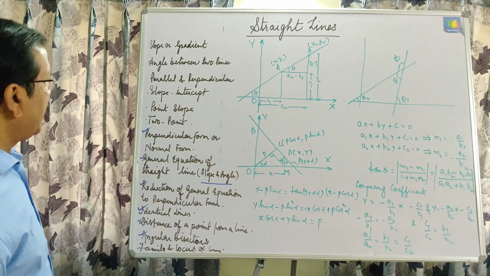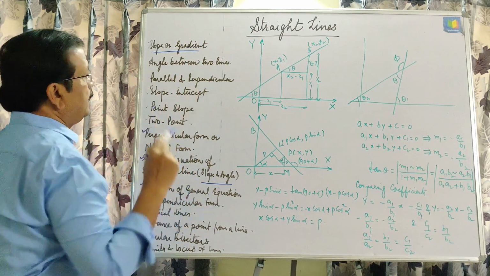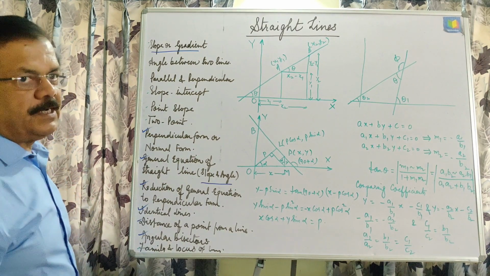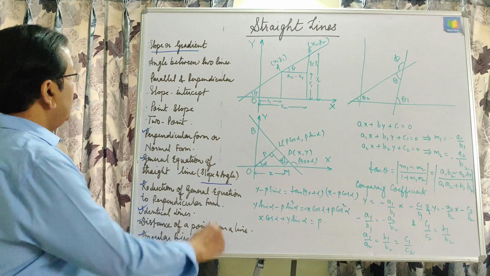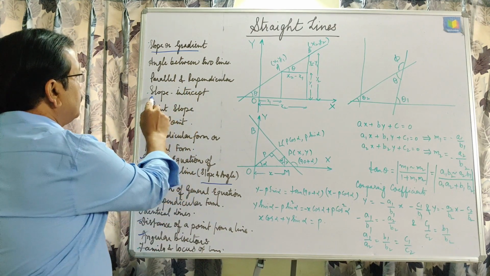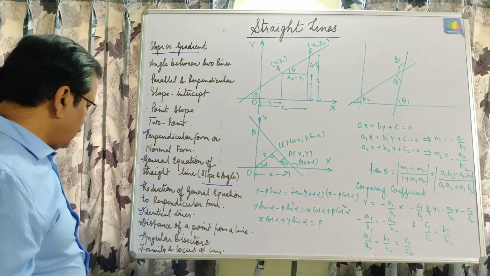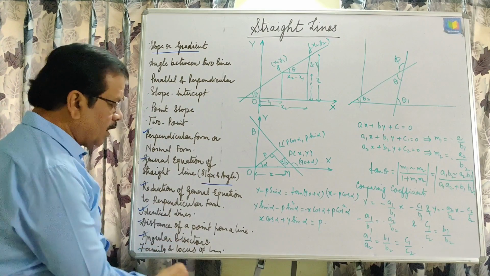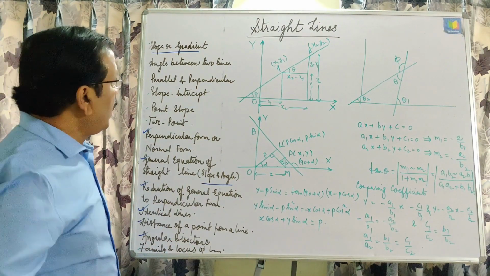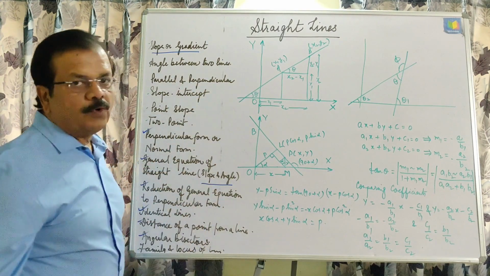This year, due to the pandemic, these many topics are excluded from your syllabus. For this, you can see my video of the reduced syllabus. Slope or gradient is not there, slope intercept, point slope and 2-point forms are not there, and family of lines and locus are excluded from your syllabus. Now I am going to start here with the angle between two lines.